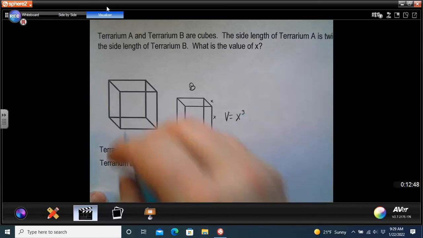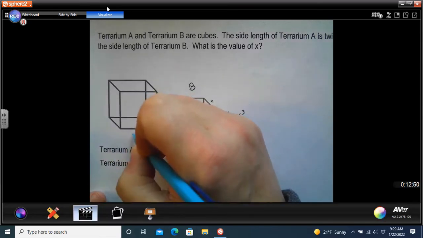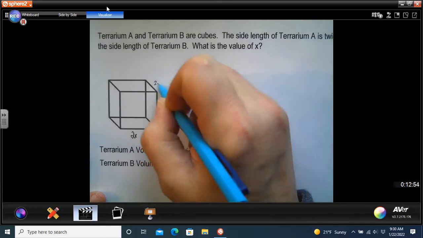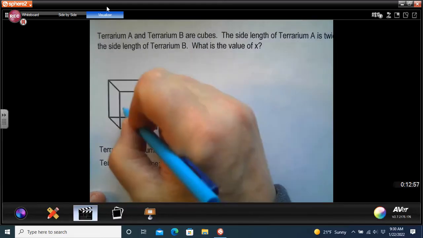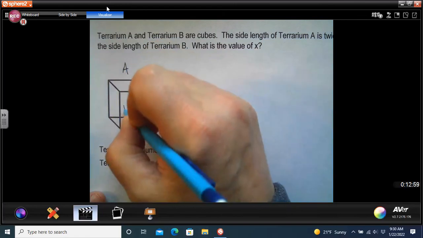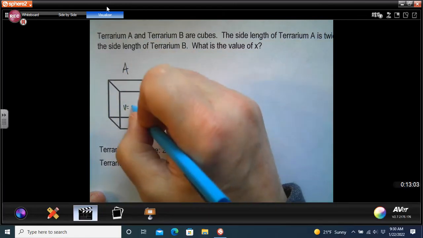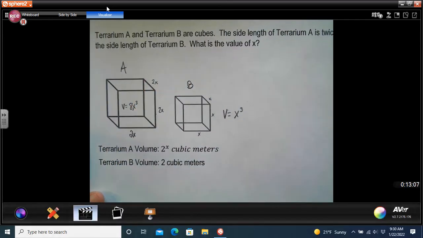Okay. Over here, these sides are twice as long. So this would be 2x, 2x, and 2x. And this is terrarium A, and its volume in terms of x would be 2 times 2 times 2 is 8, and then x to the 3rd power.